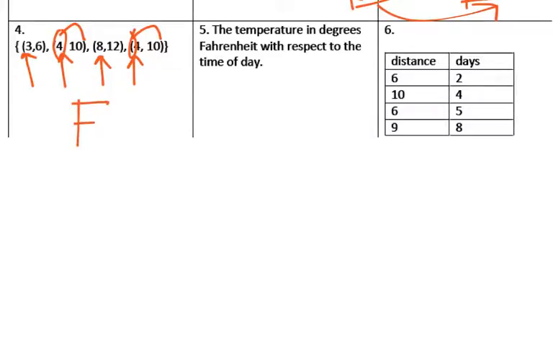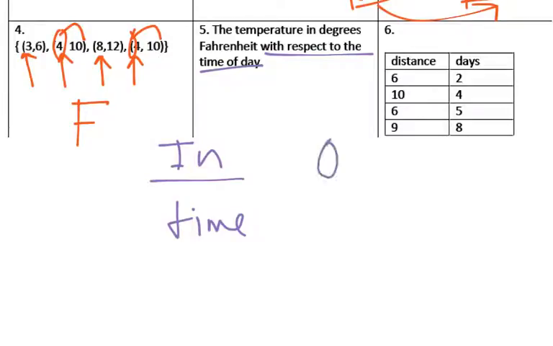Okay, number 5, the temperature in degrees with respect to the time of day. So when we say it that way, with respect to, it means this time of day is like the independent variable, so that's our input. So at the time of day, the temperature in degrees Fahrenheit.